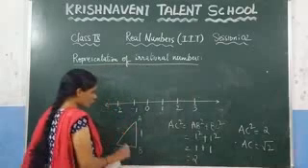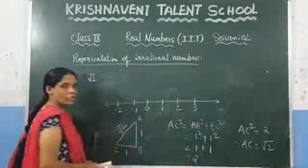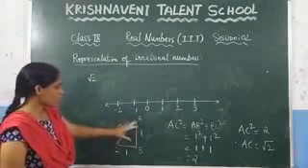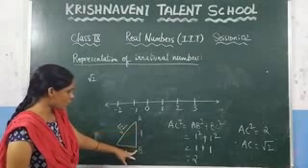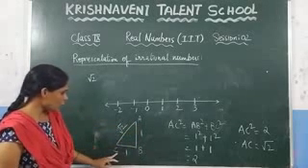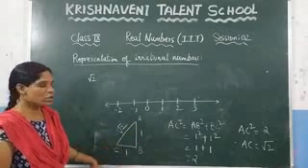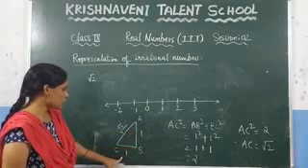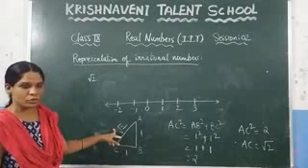Now here, what we got? We got root 2. So which sides do you need to take here? The value of AB must be equal to 1 and the value of AC must be equal to 1. After applying the Pythagoras theorem, you are getting the hypotenuse as root 2.